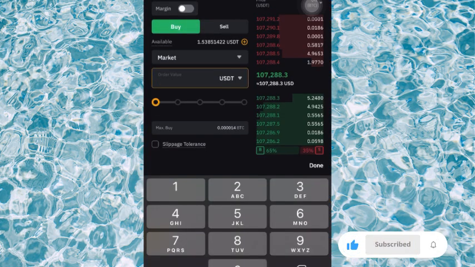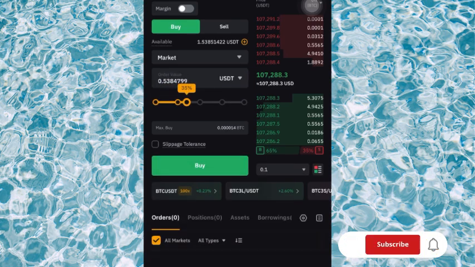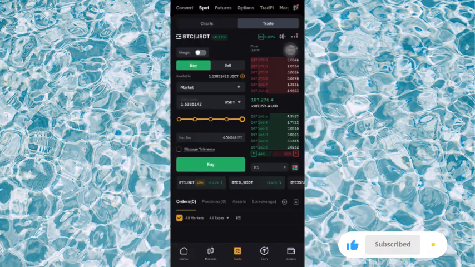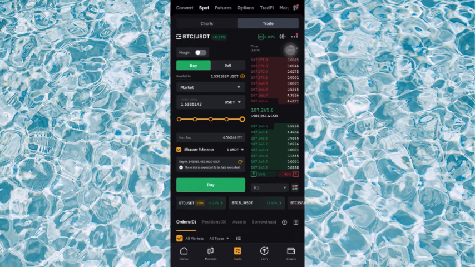And here you have to enter the amount of Bitcoin you want to buy, the number of Bitcoin. Let me just enter 2. You can also use this area, which shows the percentage, depending on the one you want. You can use any one you want. Over here is the slippage tolerance, which you can set if you want, and it's not really compulsory.